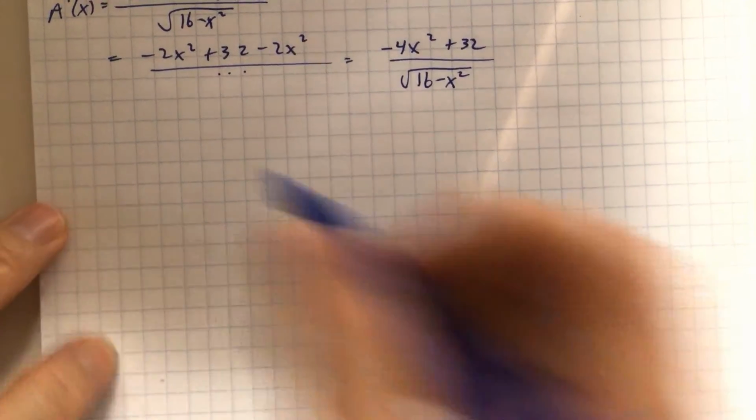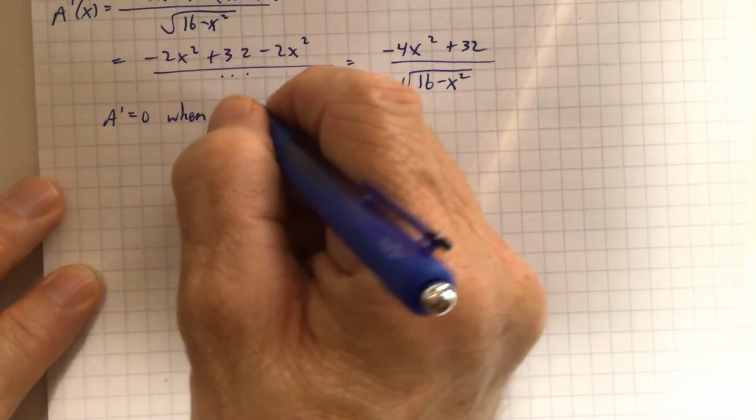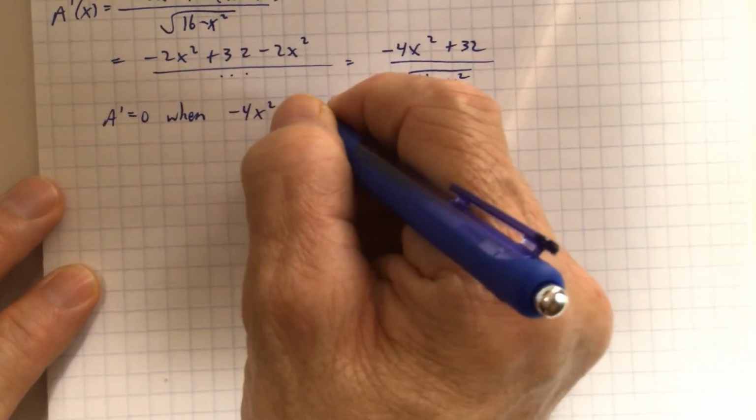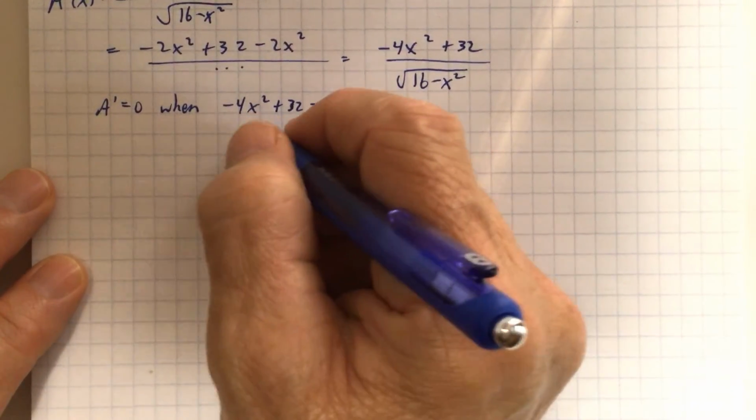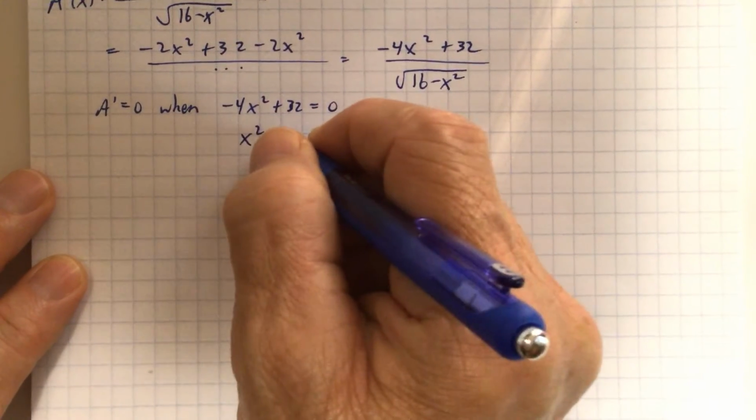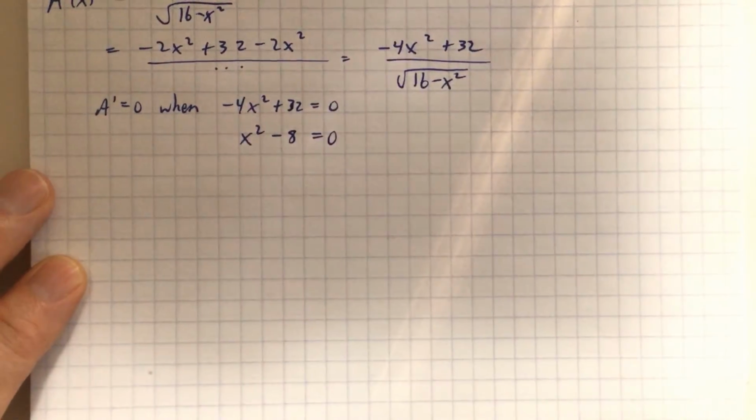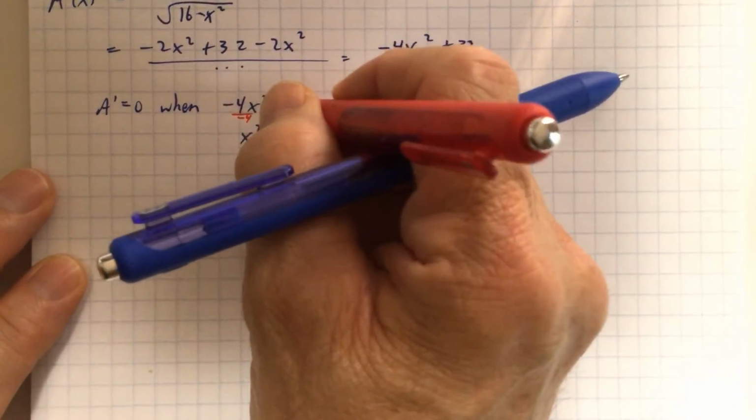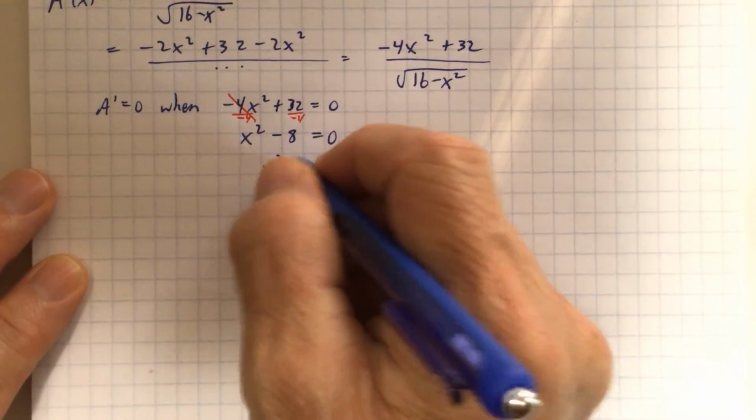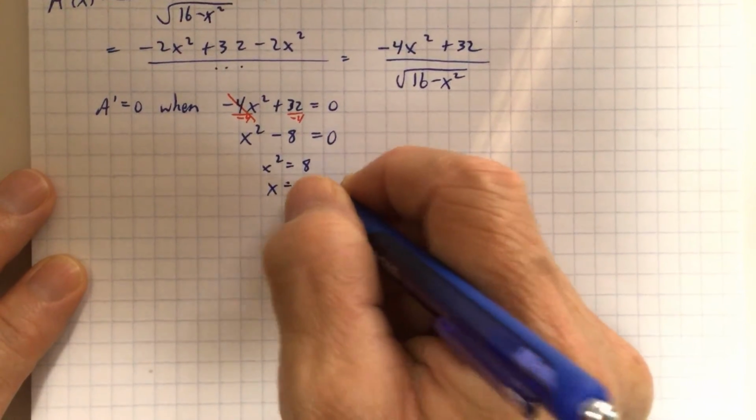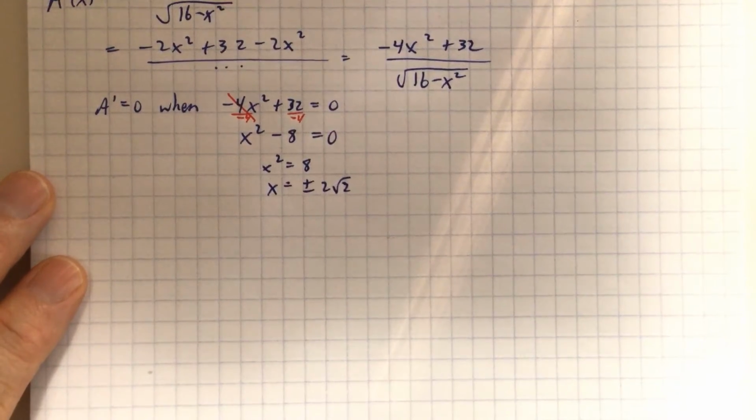Our critical points are going to be when A prime equals 0, so A prime equals 0 when the numerator is 0, and that's negative 4x squared plus 32 equals 0. If we divide through by negative 4, we have x squared, be careful here, minus 8 equals 0. So we divided everything by negative 4. Did we do that right? Negative 4, cancel 32 minus, yeah. So we have x squared equals 8, so x equals plus or minus 2 radical 2. Square root of 8, 2 radical 2.